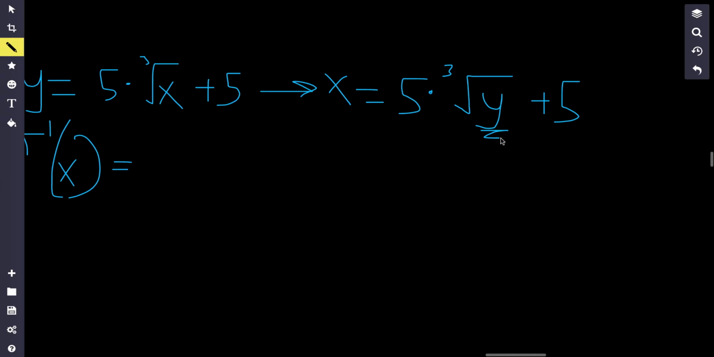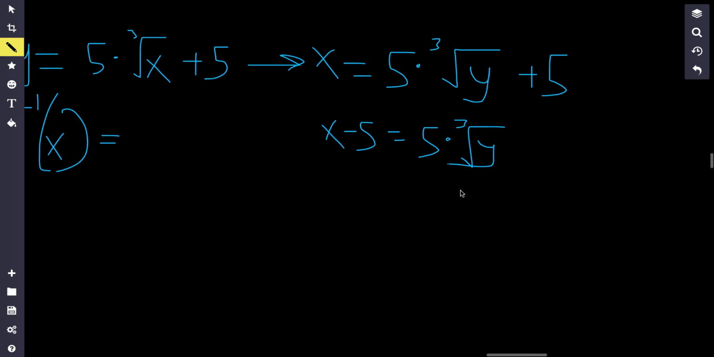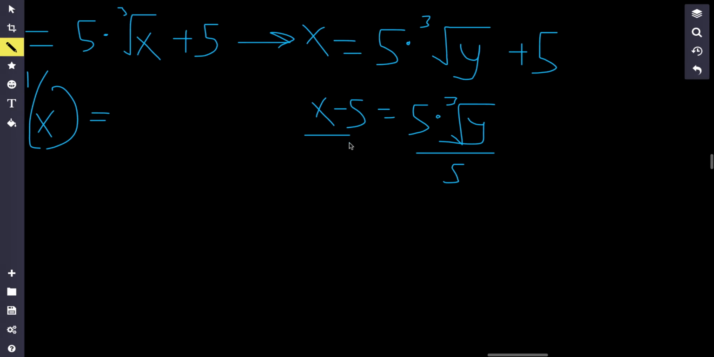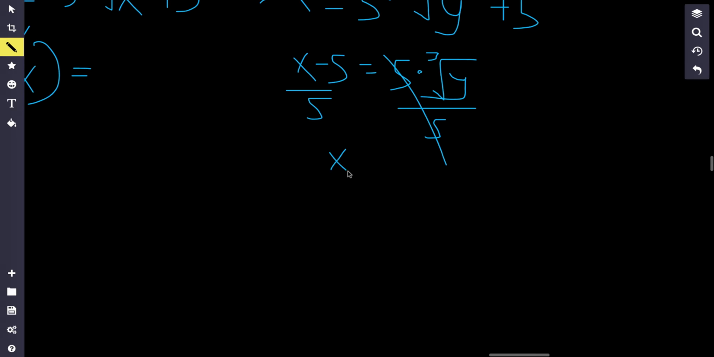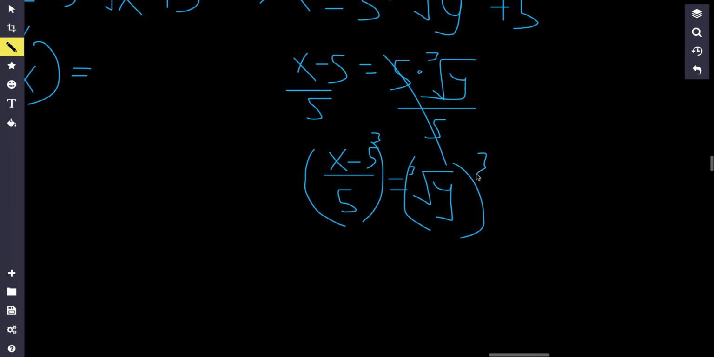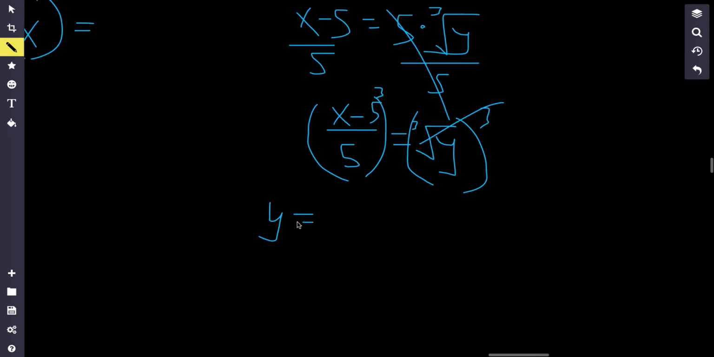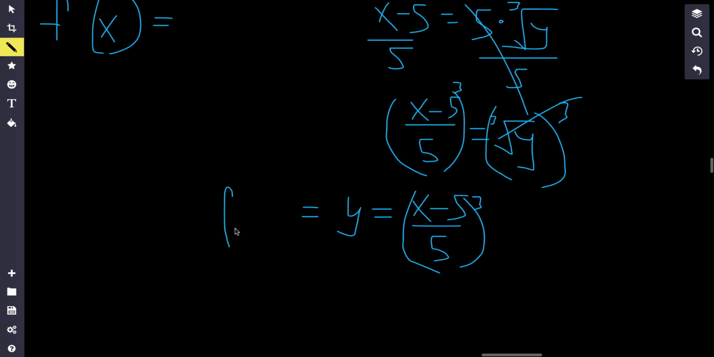Now let's just solve for y. So in this case, I'm going to subtract both sides by 5. I'm going to divide both sides by 5 so that these cancel out and I get x minus 5 divided by 5 is equal to the cube root of y. Now what I can do is I can just cube both sides so that this cancels out and I get that y is equal to x minus 5 over 5 to the third power. And this is also known as our inverse. So this is what our inverse is equal to.